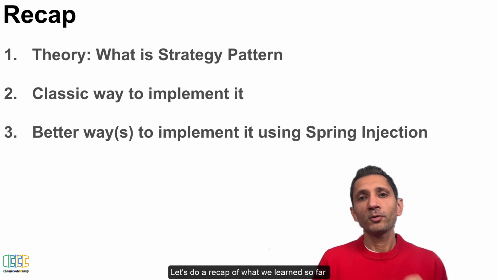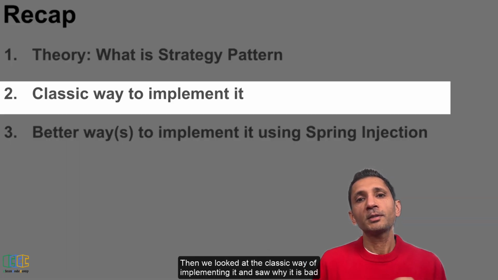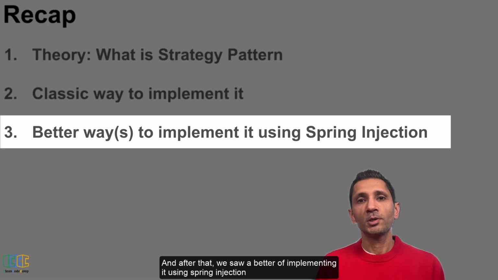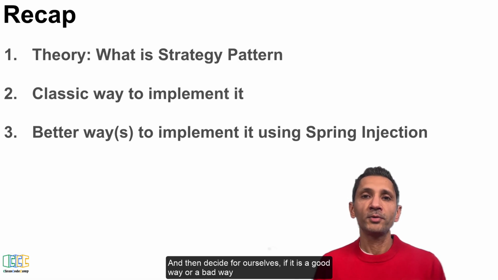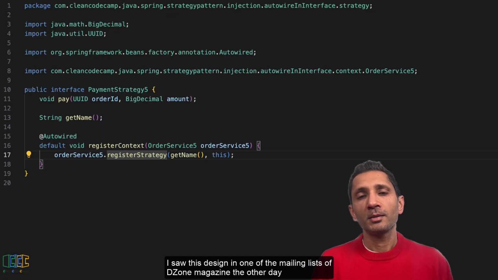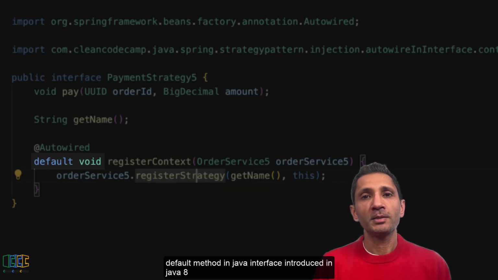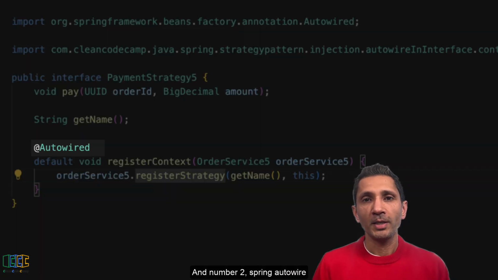Let's do a recap of what we learned so far. We looked at the theory: what is strategy pattern? Then we looked at the classic way of implementing it and saw why it is bad. And after that, we saw a better way of implementing it using Spring injection. And now let's look at a fancier example and then decide for ourselves if it is a good way or a bad way. I saw this design in one of the mailing lists of DZone magazine yesterday. This uses two features. Number one, the default method in Java interface introduced in Java 8. And number two, Spring auto-wire.